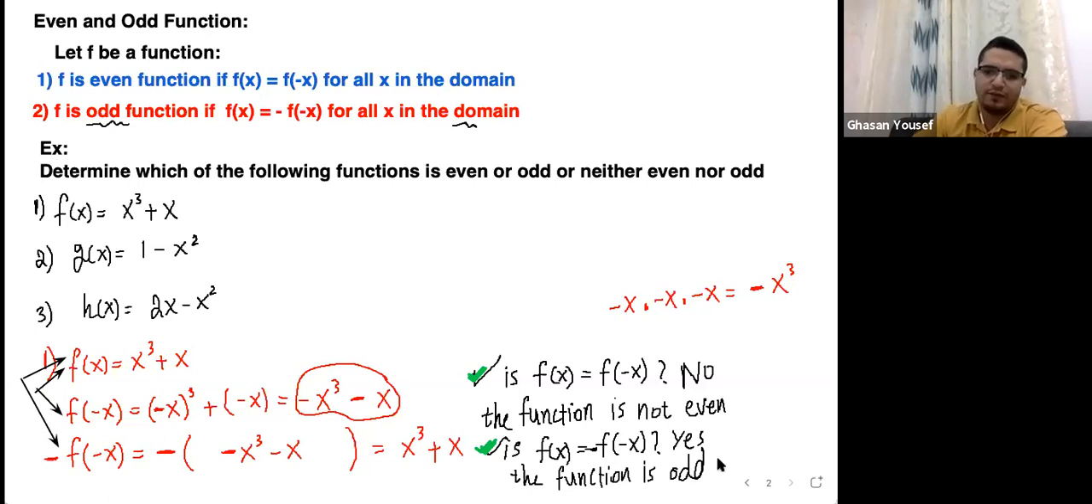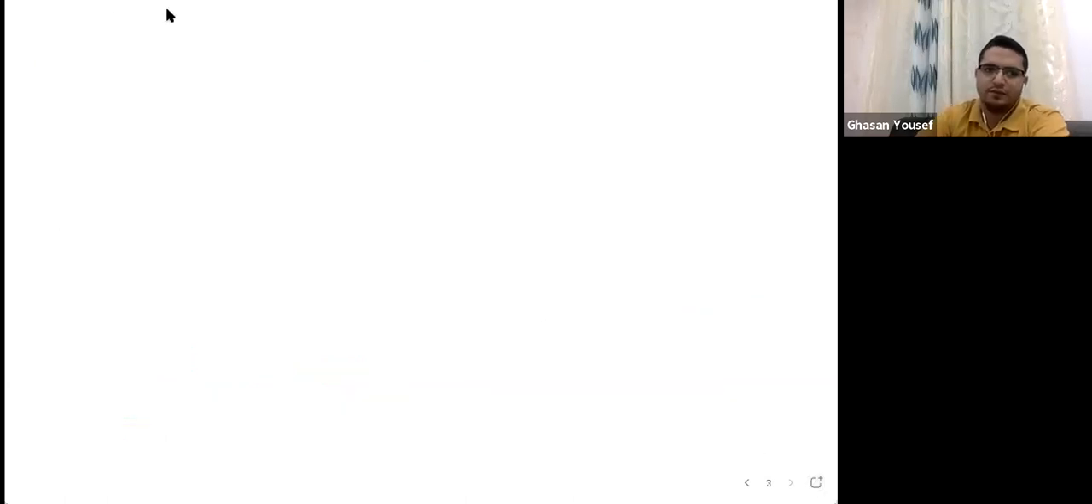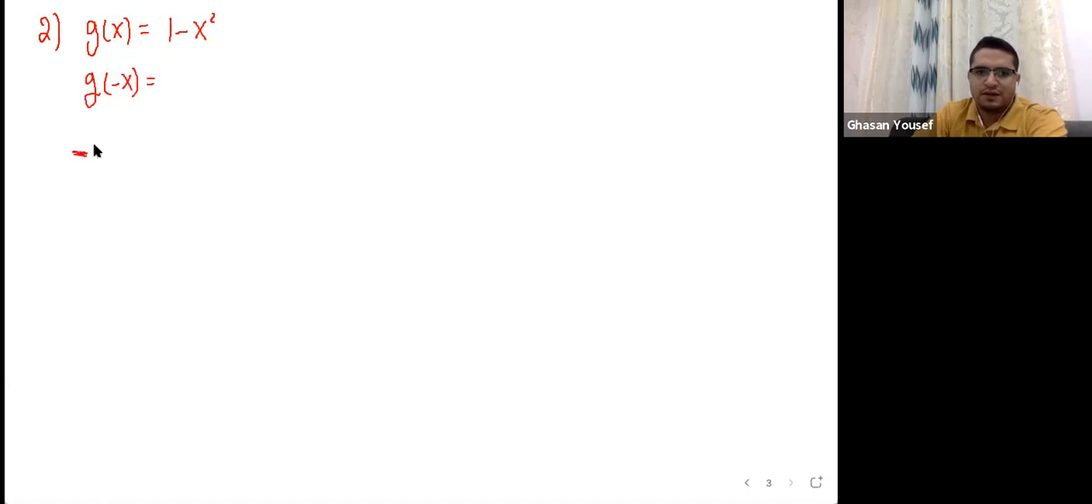Now for the second one, who would do the second one? g of x equals 1 minus x squared. Who will do the g of minus x? Who will do the minus g of minus x?